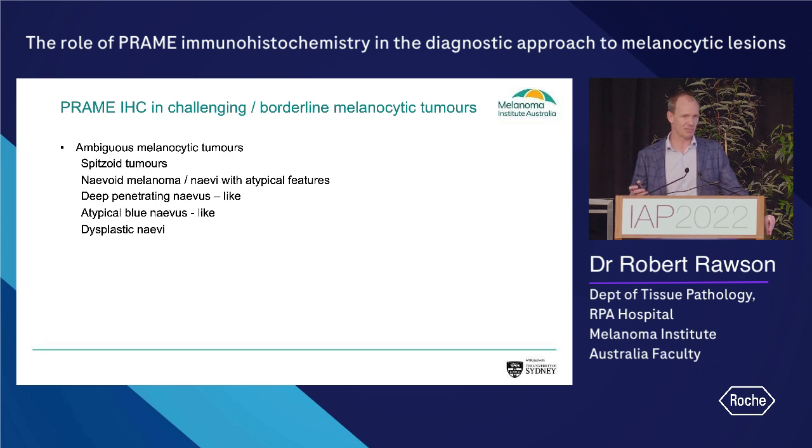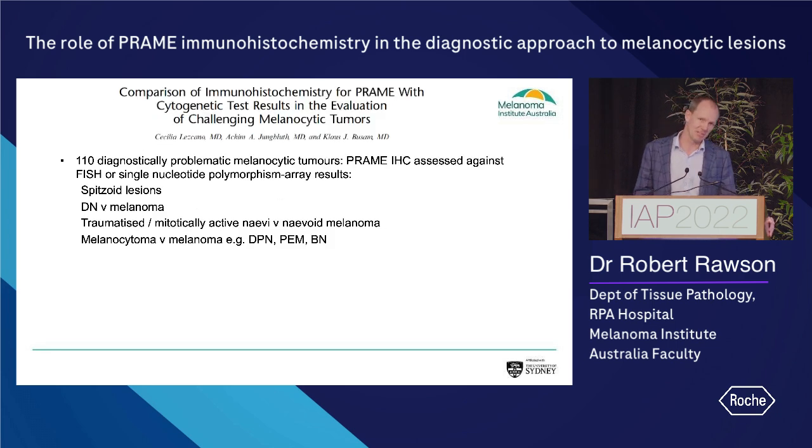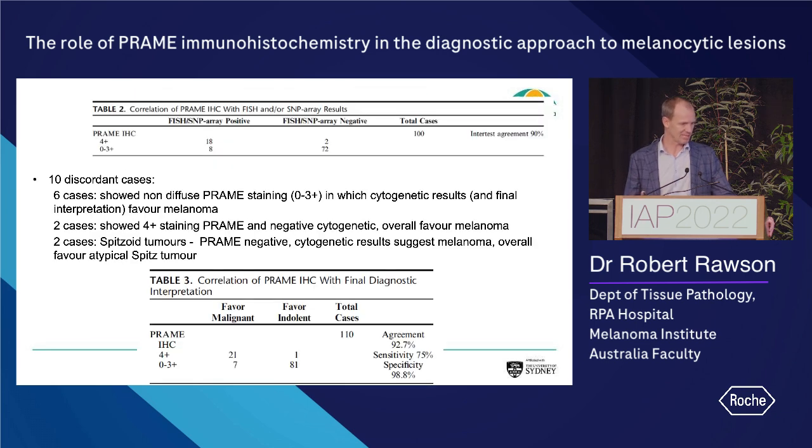And obviously, Klaus had the jump on everyone and published in this area and looked at 110 ambiguous cases around a whole range of different diagnoses. A bit of a busy slide, but these are just the tables he published, and he really showed quite good agreement between the cytogenetic results, either FISH or SNP array, and PRAME immunohistochemistry.